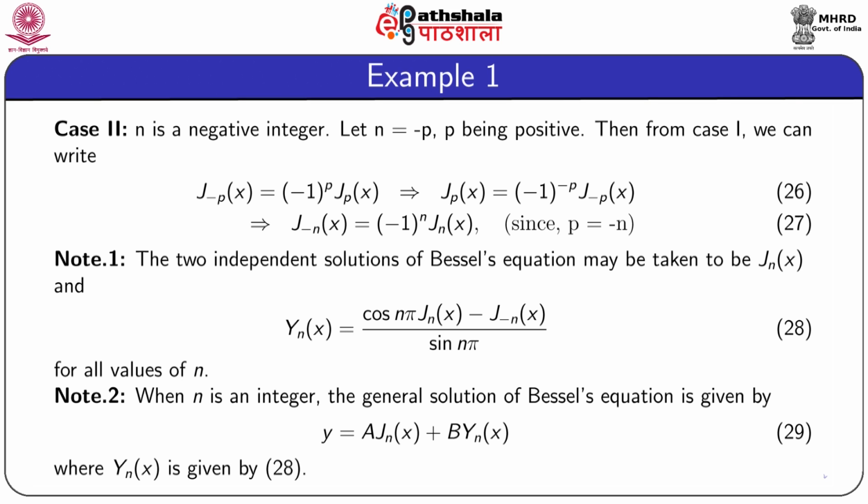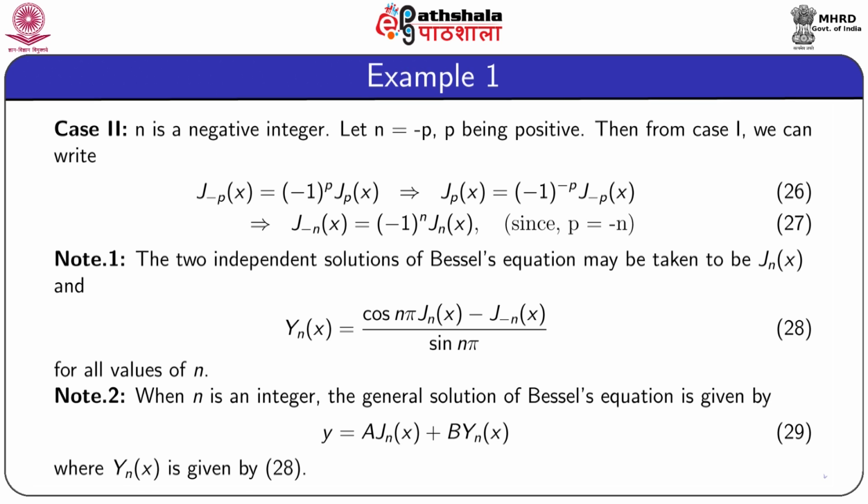In case 2, we consider n is a negative integer. So, let n be equal to minus p, where p is positive. Hence, from case 1, we can write J_{-p}(x) is equal to (-1)^p J_p(x), which implies J_p(x) is equal to (-1)^(-p) J_{-p}(x), which implies J_{-n}(x) is equal to (-1)^n J_n(x), since p equal to minus n.